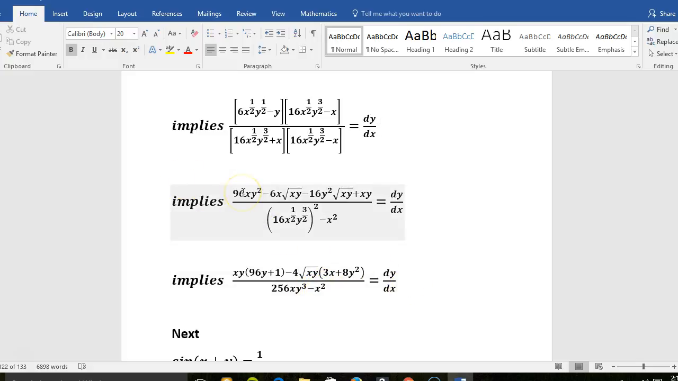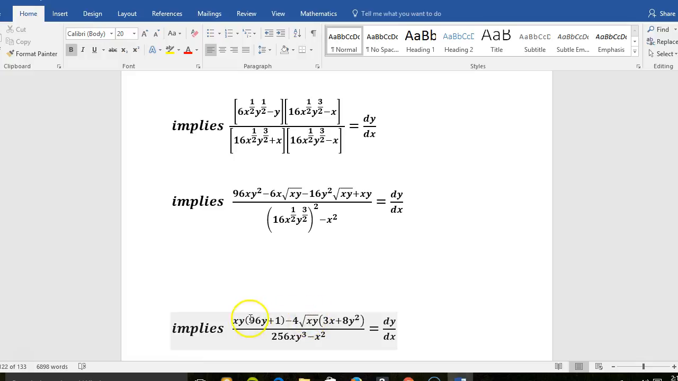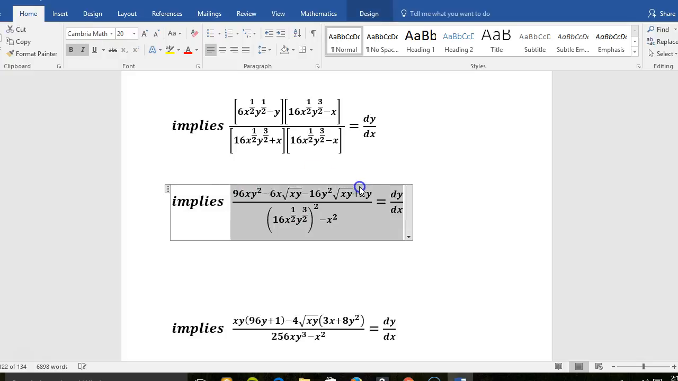And what I did up here in the numerator, I factored xy off of the first term and the last term, and that gave me 96y plus 1 times the xy. And then I factored a -4 and a square root of xy out of these two middle terms, and that gives you positive 3x plus 8y squared. But guys, if I were you, there's no point in doing this unless you just want to. This is kind of silly to me. We didn't do anything wrong, but we kind of wasted our time in the numerator. It's better just to leave the numerator like it is right here. So let me do a copy and paste, which is always a little dangerous.